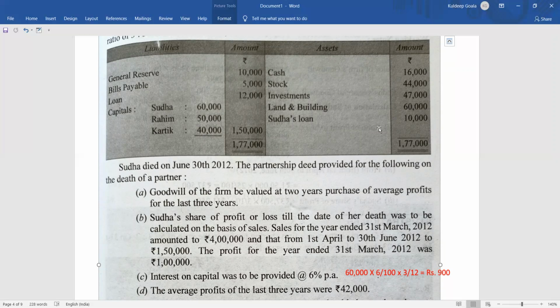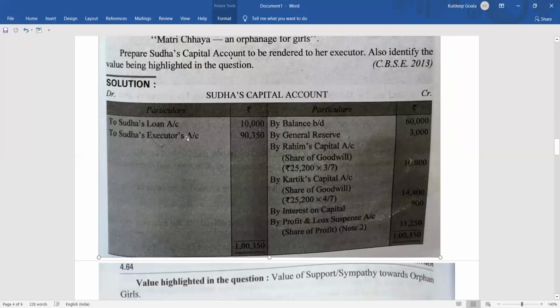ठीक है? सुधा का लोन अकाउंट बंद होगा कैसे? ये डेबिट था, क्रेडिट करके बंद करो और कैपिटल अकाउंट डेबिट हो जाएगा. ठीक है? So Sudha's capital account debit to Sudha's loan account. Sudha's capital account के डेबिट साइड में to Sudha's loan account 10,000.